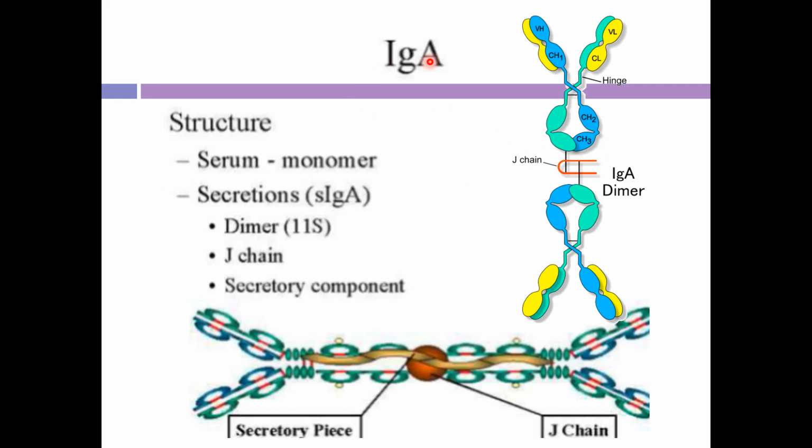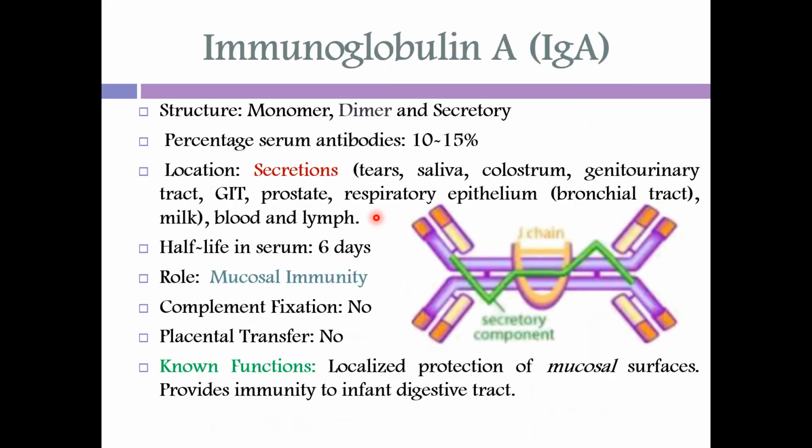The second immunoglobulin is IgA. It is called a dimer, and these two immunoglobulins are attached with a chain called the J chain. Immunoglobulin A is also called a secretory immunoglobulin. Always remember, it is called a secretory immunoglobulin. IgA is a dimer, as I told you, and it is a secretory immunoglobulin. Its percentage in serum is mainly around 10 to 15%.